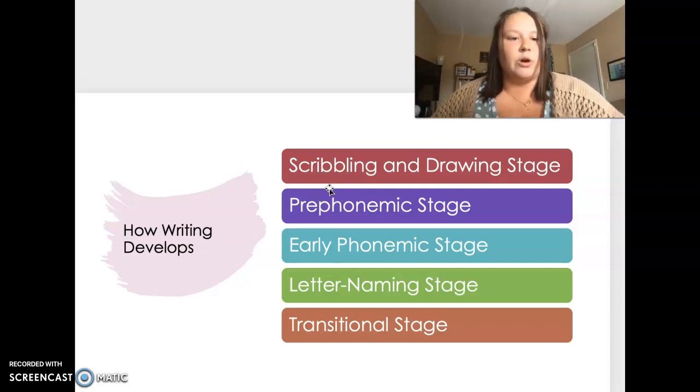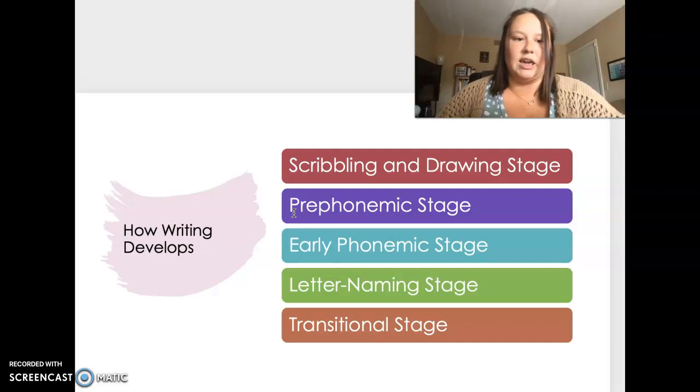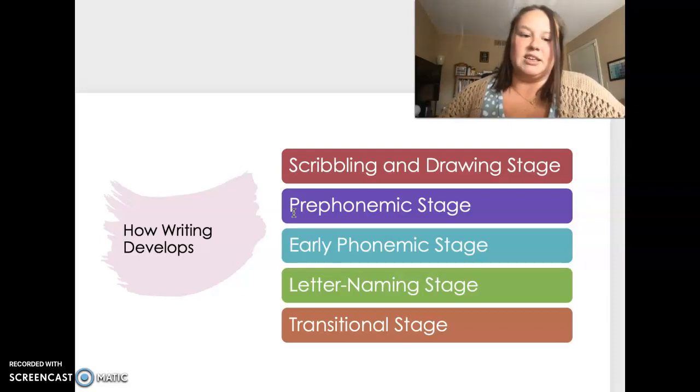So then we're going to go down to the pre-phonics stage. This is whenever they start to use real letters, but typically they're just capital letters and they are used to represent a meaning, but usually they're just a placeholder. It doesn't actually make a word yet. It doesn't say anything. Many children at this stage of writing are going to ask the adults what they have written, but usually it doesn't make any sense.